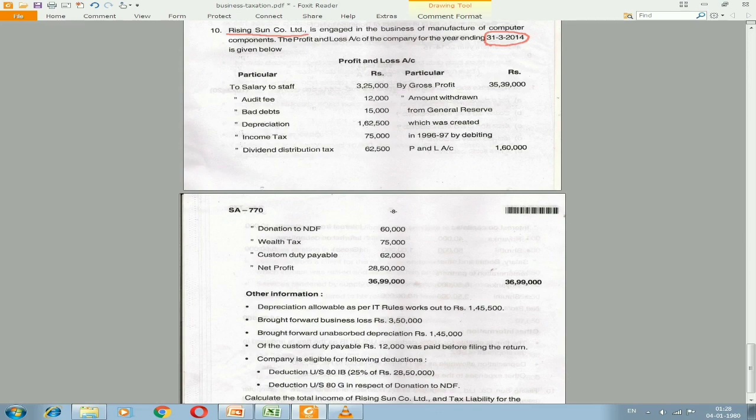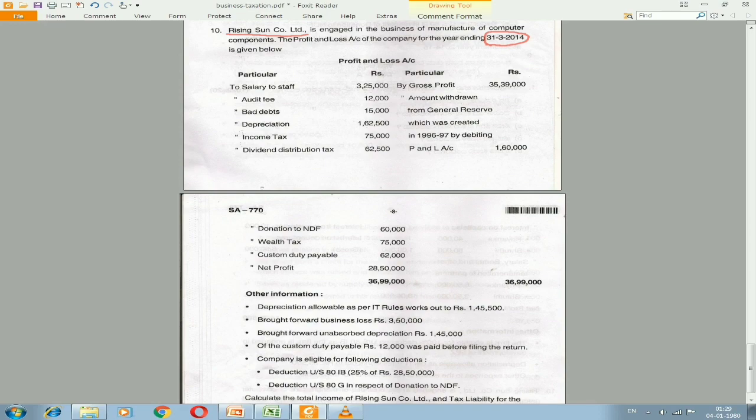Profit and loss account. On the debit side we have salary to staff, audit fees, bad debts, depreciation, income tax, dividend distribution tax, donation to NDF, wealth tax, custom duty payable, and also net profit. On the credit side, gross profit, and the amount withdrawn from general reserve, which was created in 1996-97 by debiting profit and loss account, which is the amount of rupees 1,60,000. And also we have some other information.